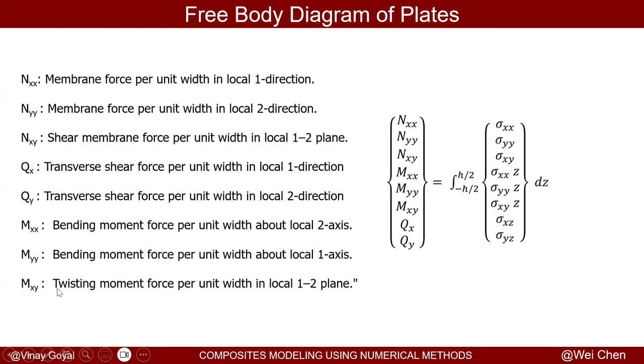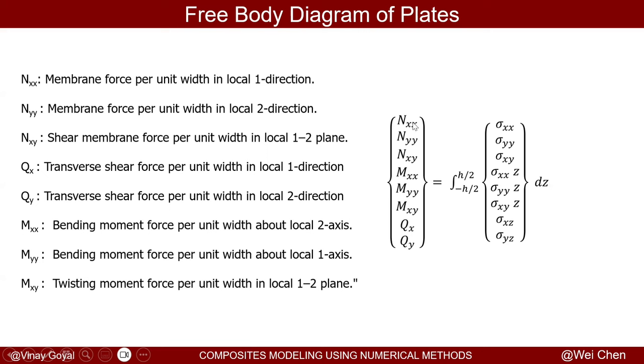And then we have three bending moments. The bending moment Mxx is per unit width about the local 2 axis. Myy is a bending moment per unit width about the 1 axis. And then you have Mxy, which is a twisting moment per unit width in the local 1-2 plane.